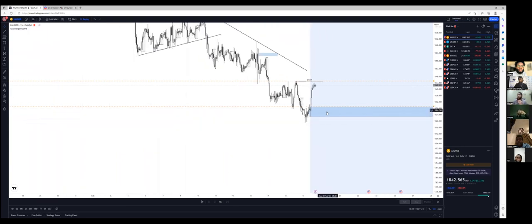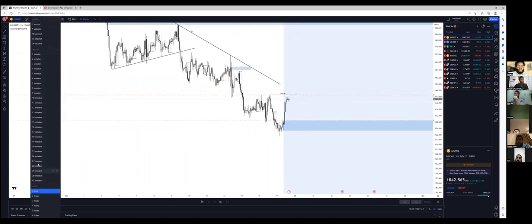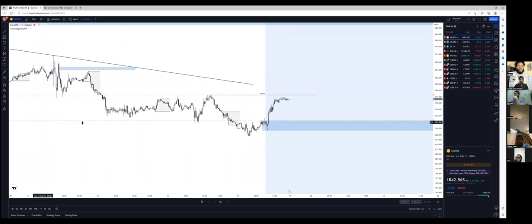So it's just a POI for me because I'm not going to enter with that big of a stop loss on a 1 hour time frame, especially for gold. So I would drop to something like the 15 to see if I can find anything.